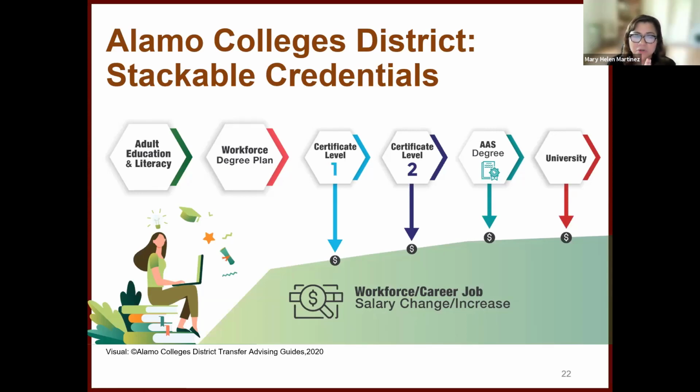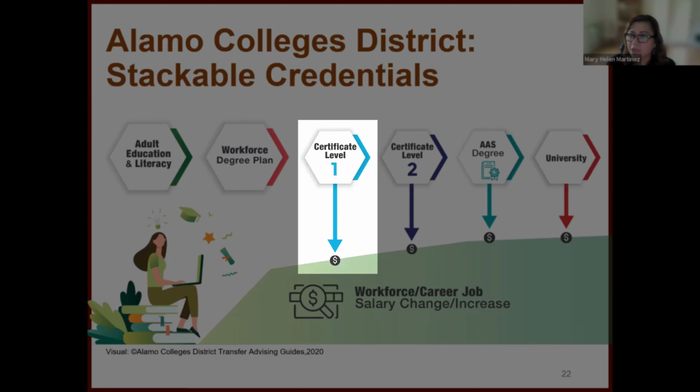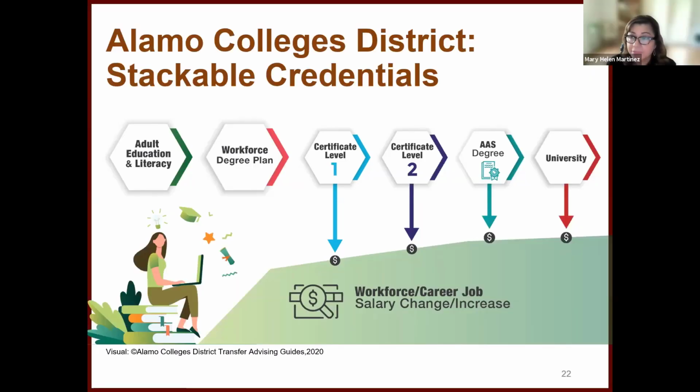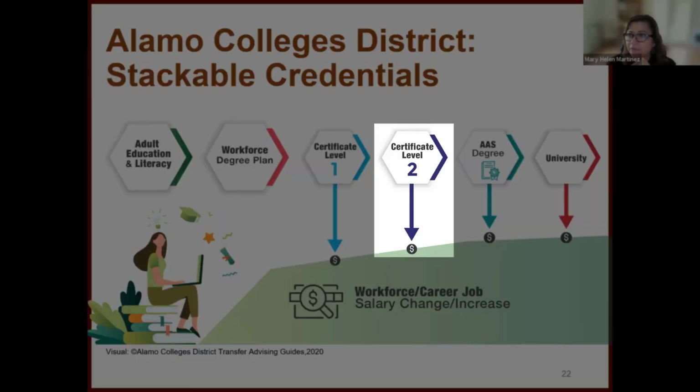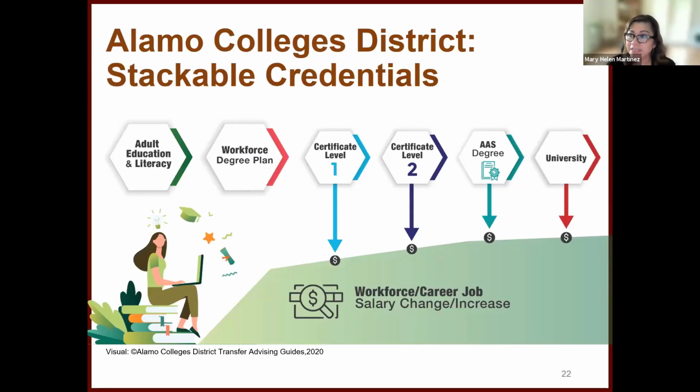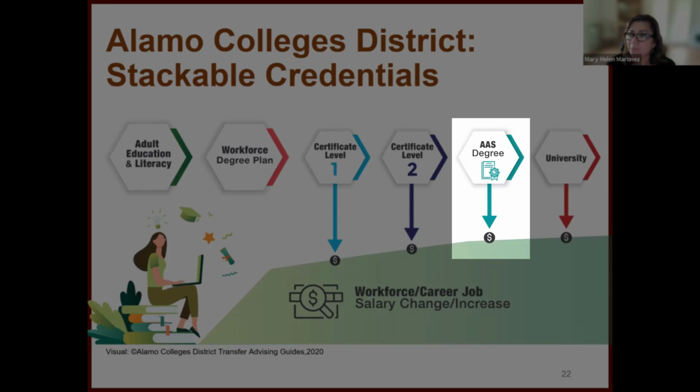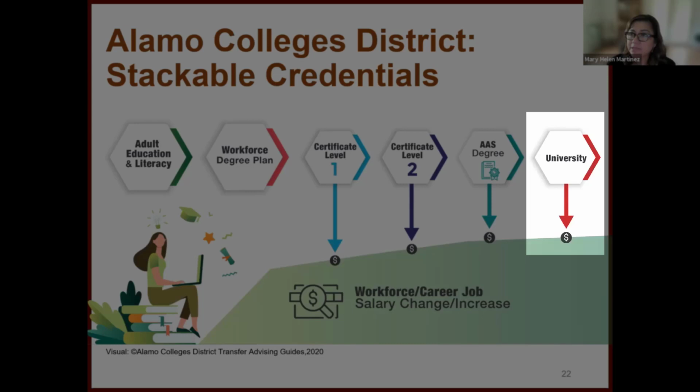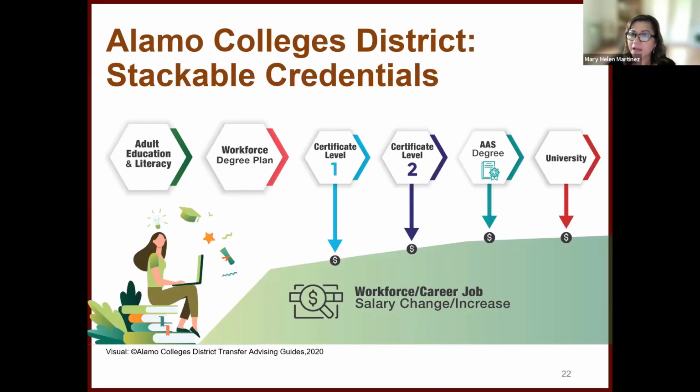So with a stackable credential, someone could start in your program and then work through the workforce degree program. And if they don't have a high school diploma, they could actually enroll for our certificate level 1. And then those courses in that certificate level 1 would count for level 2 as far as their course sequence. So they don't have to retake a course or lose hours. And then they can move on to their Associate of Applied Science. And then there's a couple of universities in our area that do take an Associate of Applied Science. So this is just a draft of a visual we're envisioning.